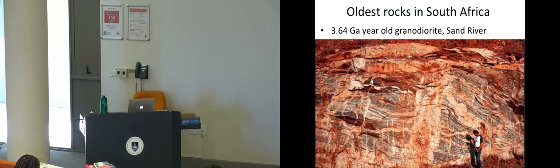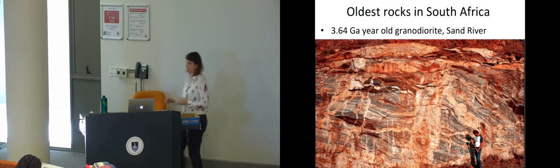We know from our cross-cutting relationships that these are younger rocks. So the older rocks in the picture, you can see it appears layered, and this is just from the metamorphism that's kind of stretched and squashed this rock. And zircons from this granodiorite have been dated to 3.6 billion years. So that's the oldest example of rocks in South Africa.